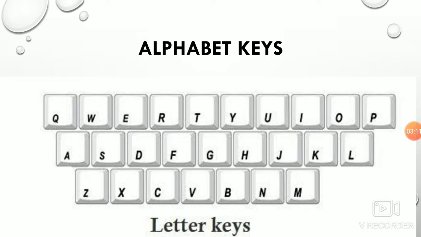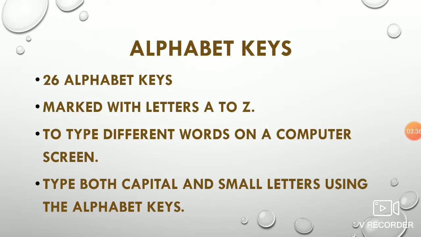Students, just now we have discussed the QWERTY keyboard. See the keyboard. The first 6 letters of the keyboard are called QWERTY. See the first 6 letters Q, W, E, R, T, Y. Are you clear? So these keys are called alphabet keys. There are 26 alphabet keys on the computer keyboard. So students, how many alphabet keys are there in a keyboard?